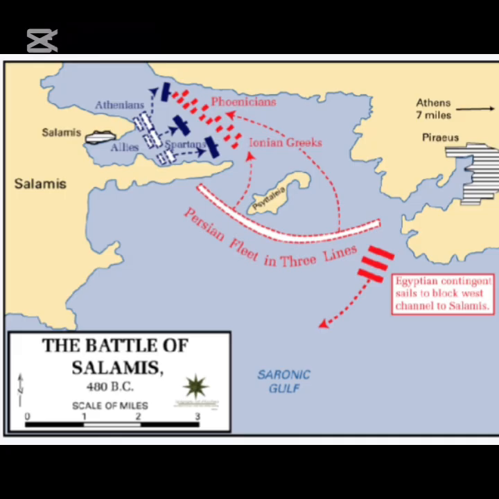Battle of Salamis. Soon after, the Persian navy faced the Greek fleet in the narrow straits of Salamis. Using superior tactics, the Athenians destroyed much of the Persian fleet. This naval victory was a turning point in the war.